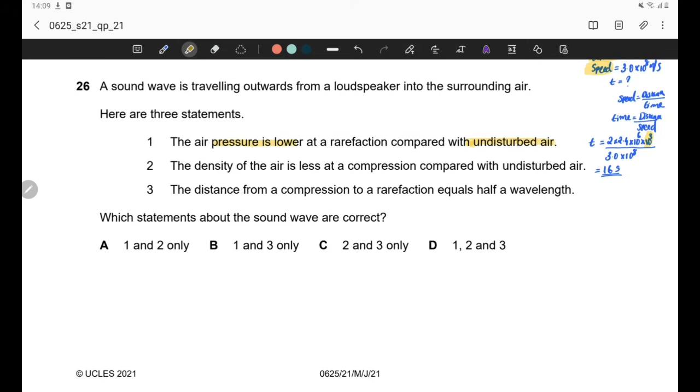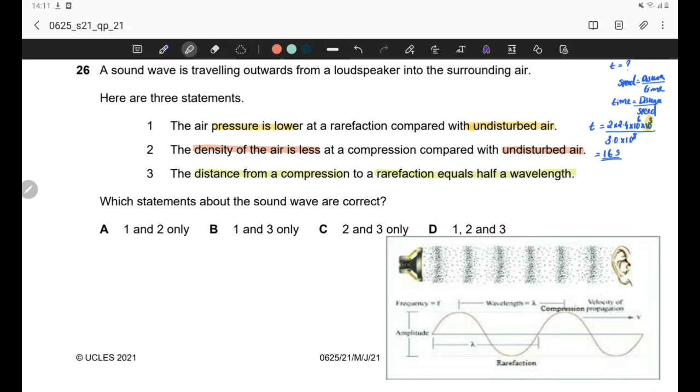Second statement, the density of the air is less at a compression compared with undisturbed air. Third statement, the distance from a compression to a rarefaction equals half a wavelength. Let us look at the characteristic of a sound wave.